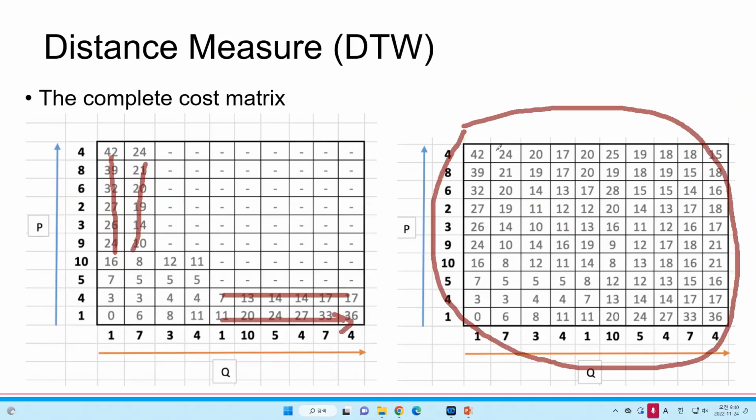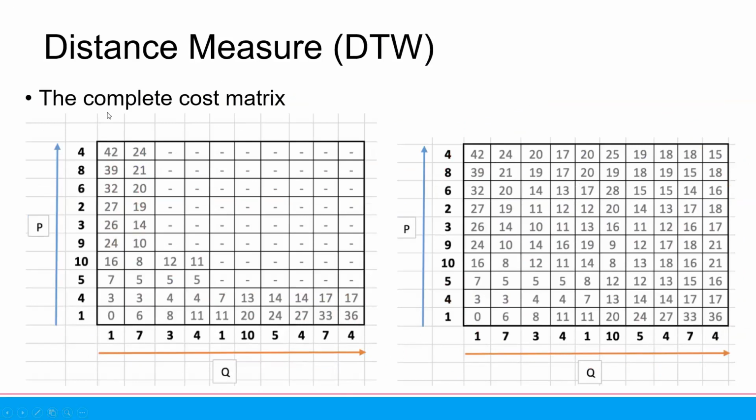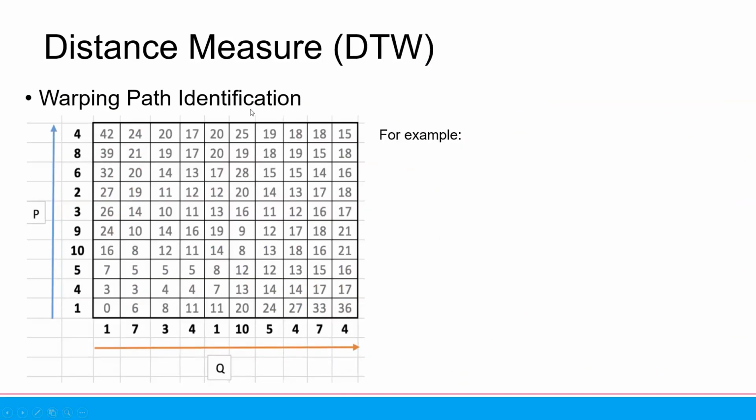After we have this full matrix, or we can say this is the complete cost matrix, we need to check the warping path identification. What does it mean by warping path identification? We need to find which distance is the smallest.